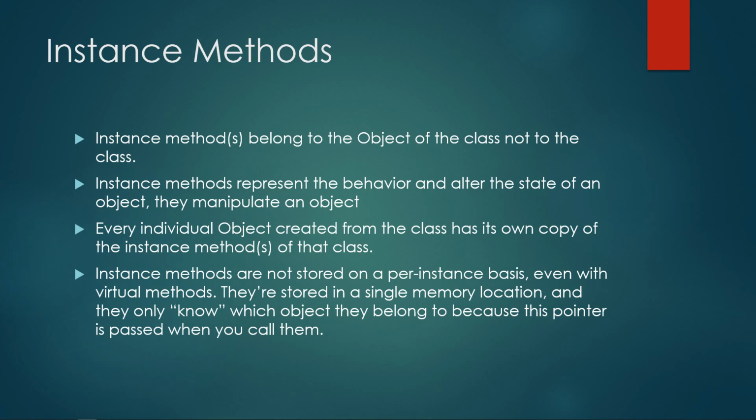But in reality, if you look at the fourth point, it's a little bit contradicting, because what the fourth point is stating is that they are not stored on a per instance basis. Basically, in the memory, you get all these instance methods, and what you're passing is the pointer. The pointer is the reference to that particular object. So the instance method knows, depending on the pointer, that it is supposed to act on this particular object.